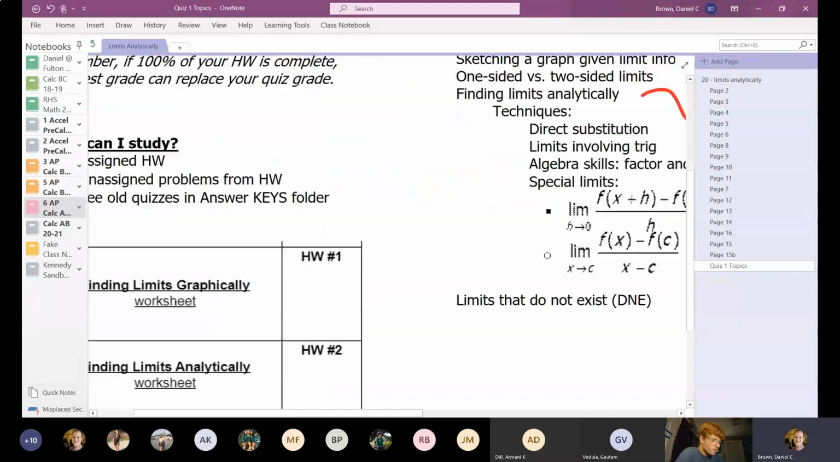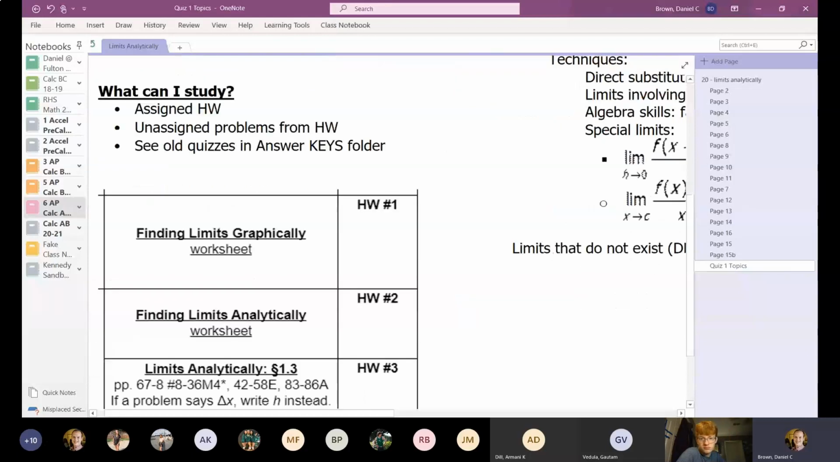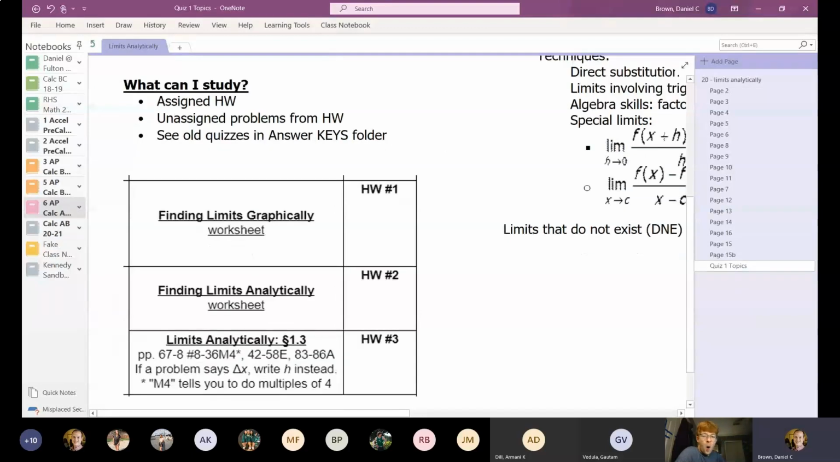Last thing I'll say is if you're worried about your quiz and you want some more things to study, obviously I think the homework is the best way to study. I write the quizzes and tests while looking at the homework. There will be some overlap, not the exact same questions, but if you do your homework and understand it, you should do well on your quiz.